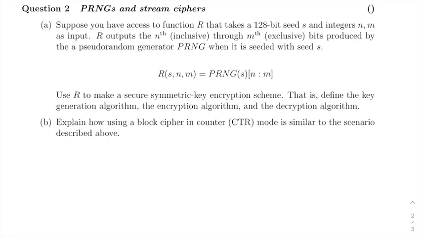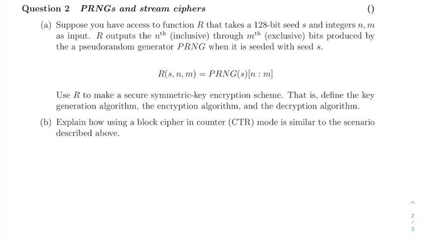Okay, question number 2, PRNGs and stream ciphers. PRNG stands for pseudo-random number generator. This question is pretty fun in that we get this opportunity to construct our own symmetric key encryption scheme, which is pretty awesome. So suppose you have access to function R that takes a 128-bit seed S and integers n, m as input. R outputs the nth inclusive through mth exclusive bits produced by a pseudo-random generator when it is seeded with seed S.